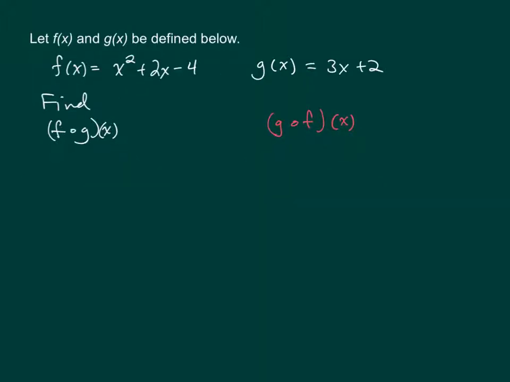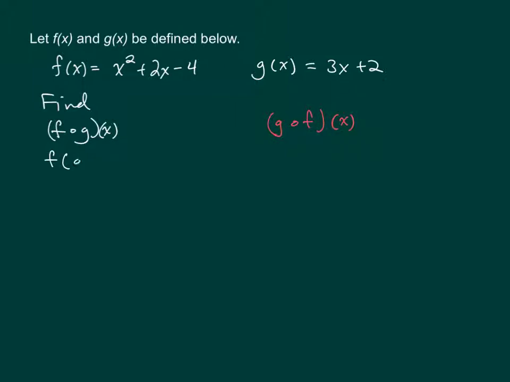Let f of x and g of x be defined below. F of x is defined as equaling x squared plus 2x minus 4. G of x is defined as equaling 3x plus 2. Our goal here is to find f of g of x, or f compose g of x, and g compose f of x. So how we can think of this is, composition means you just put one function inside of another function.